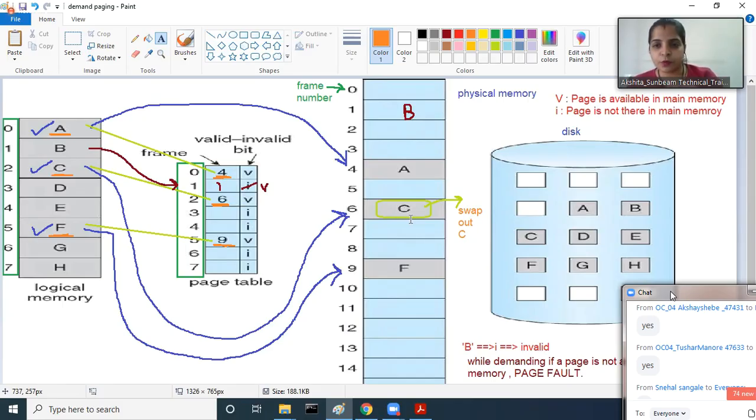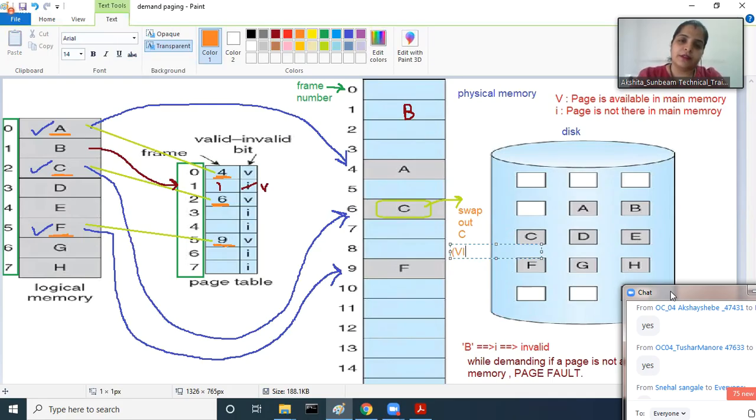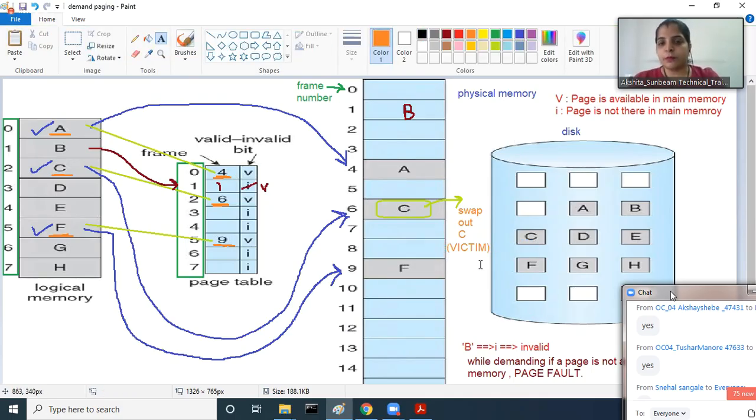Have you understood up to this point? It means that while using demand paging, if your physical memory is full, at that moment some page will be swapped out from the main memory. And that page which we have swapped out is called the victim page. Why victim? Because we targeted it to go out of the main memory, since I have to load page E. That is called the victim page.